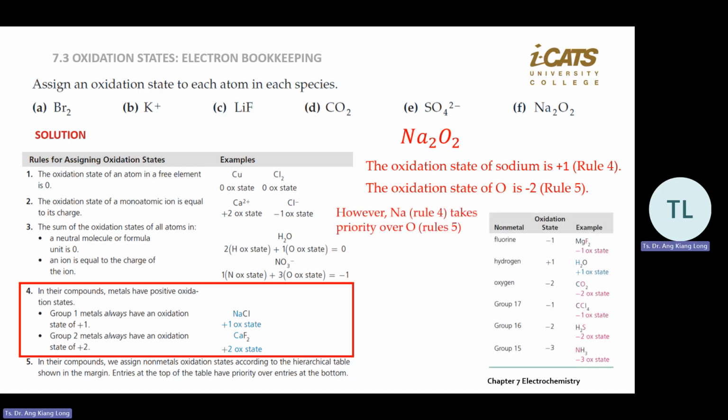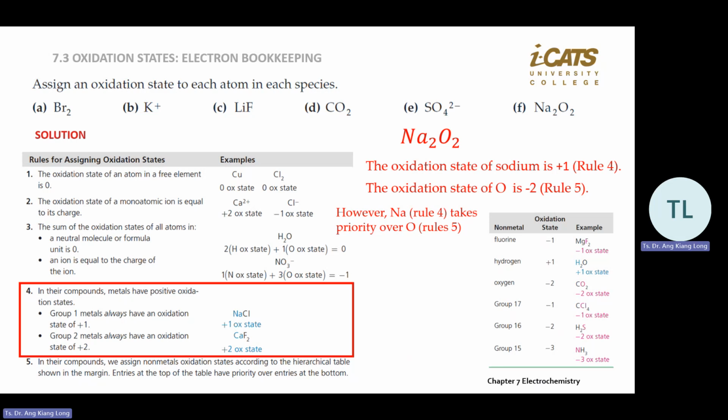Okay, so for Na, rule 4 has priority over O, rule 5, because Na is here. For Na, rule number 4 refers to the periodic table. For rule 5, you refer to the small table. Rule 5 covers oxygen, hydrogen, fluorine, groups 17, 16, 15. Only 3 elements here, 6 elements here. But if you see oxygen and Na, you need to be careful a bit.